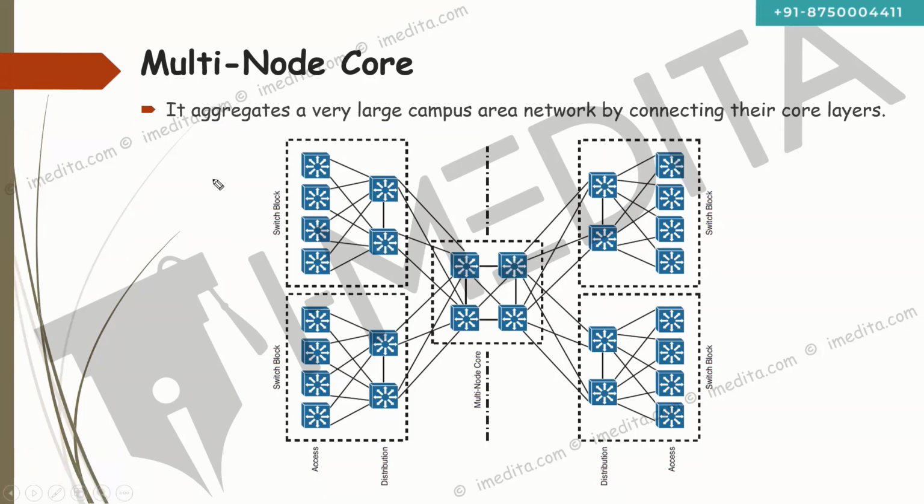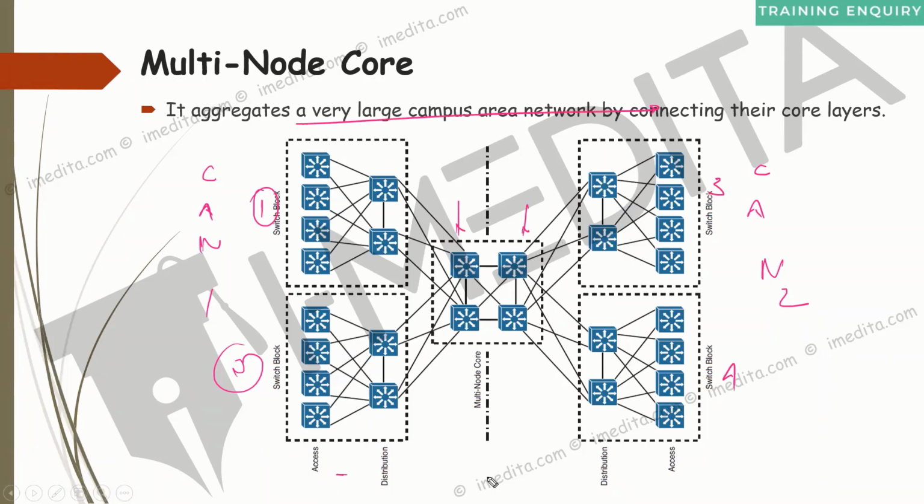So this is, let's say, for example, campus area network 1. This is, let's say, for example, campus area network 2, maybe in different geographical locations. Here, we had a few buildings, building 1, building 2, connected together with the help of the core layer, and building 3, building 4, connected together with the help of the core layer.